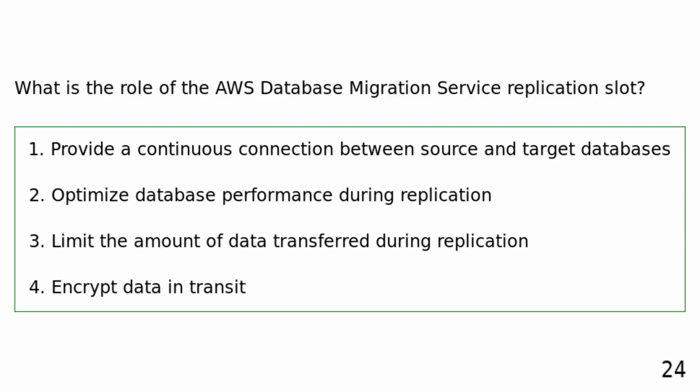What is the role of the AWS Database Migration Service Replication Slot? Provide a continuous connection between source and target databases. Optimize database performance during replication. Limit the amount of data transferred during replication. Encrypt data in transit.